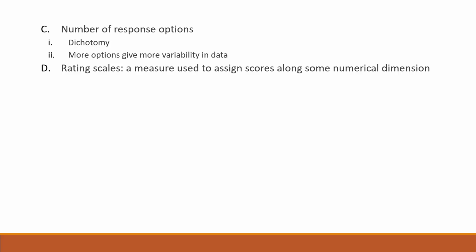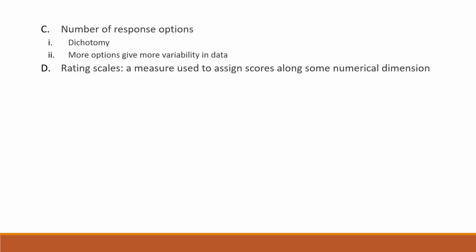The number of response options you have depends on the questions you're asking, but it can also change the data you get. With a dichotomy, you just have two options, yes or no, one or two, things along those lines. You might ask, do you exercise, yes or no? More options do give you more variability in your data. This might mean asking how often you exercise, and you have options for daily, weekly, monthly, never, and so on.